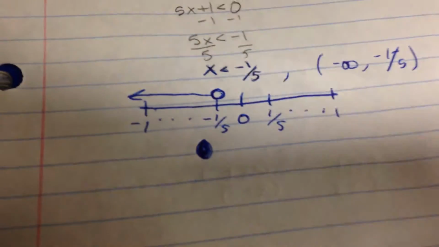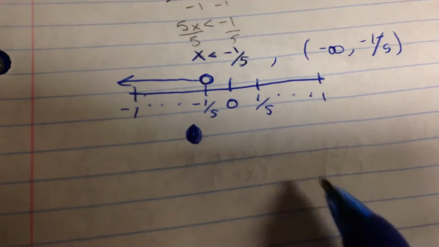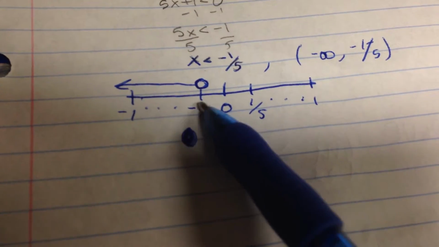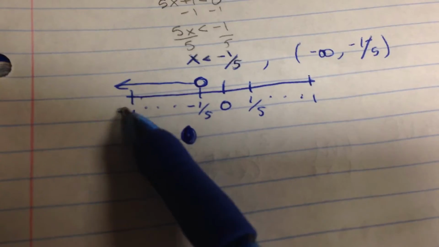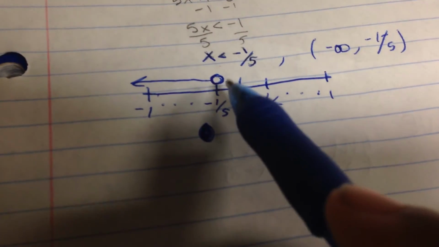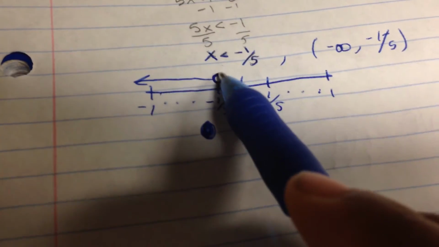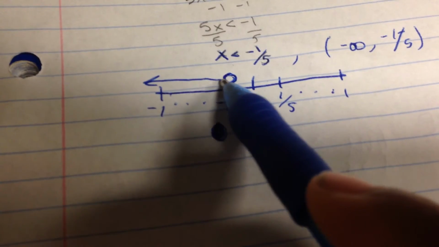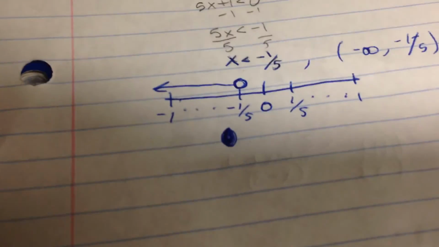And then here on the number line, I just plotted a few points. I plotted 0 and 1/5 and negative 1/5, which is the value that we got out of the equation. And then just went on to negative 1 and 1 to show the gist of it. So you have an open circle here, since it is just less than and not equal to, and it is traveling to negative infinity. And that is all.